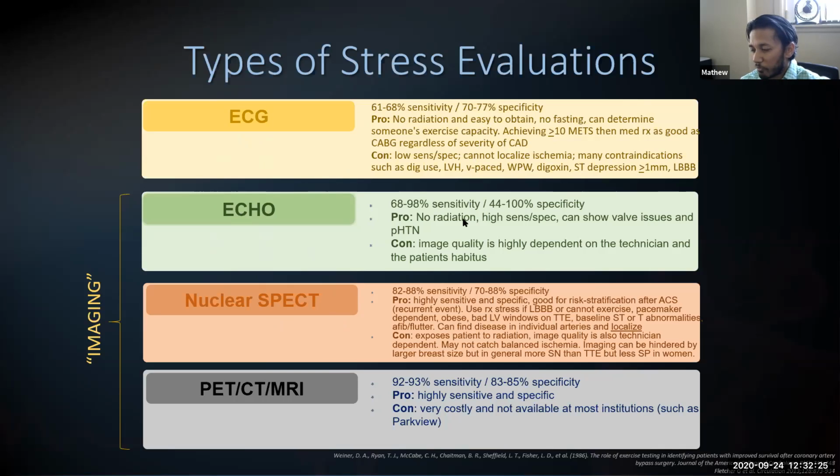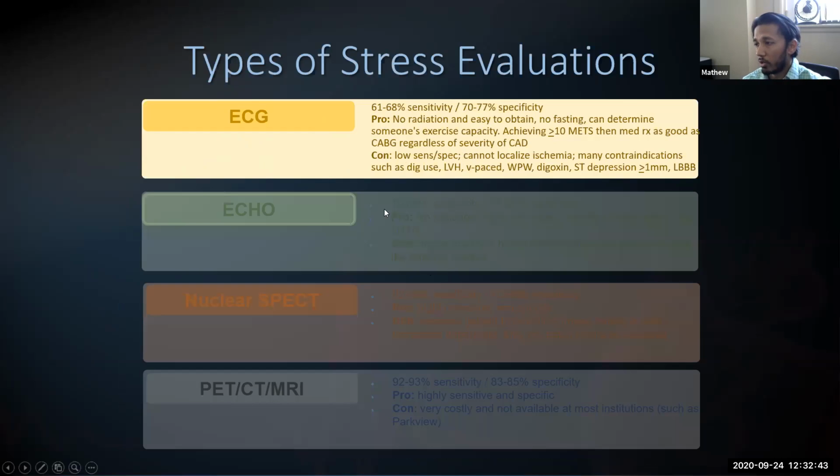I tried to put as much information as I could. I broke the PowerPoint rule. I could care less, but there's just so much information you guys do need to know regarding these. I'm going to go through each one of these. Just know that the imaging modalities are the last 3. ECG is clearly not an imaging modality. So let's go through echo or ECG.